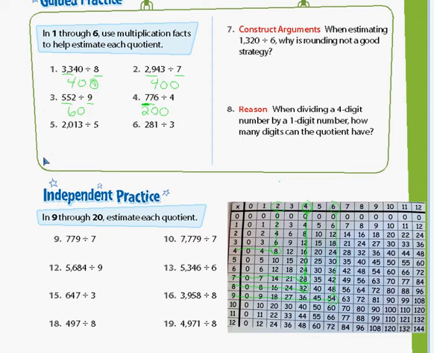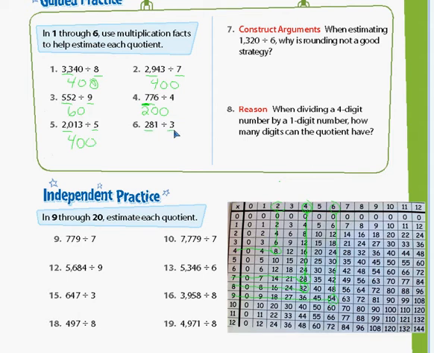Okay, problem number 5. 20 divided by 5. Okay, that's easy. I know 5 will go evenly into 20 4 times. Okay, and I have 2 place values to account for there. So that's 400.